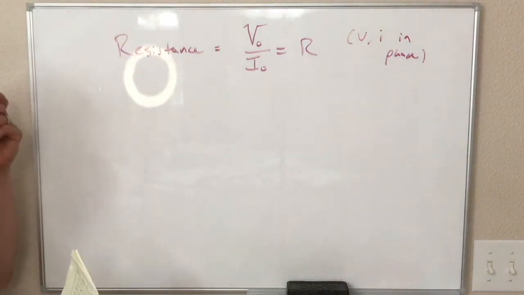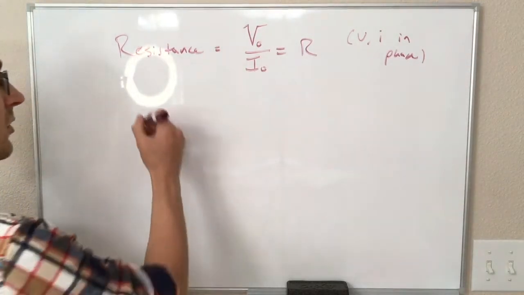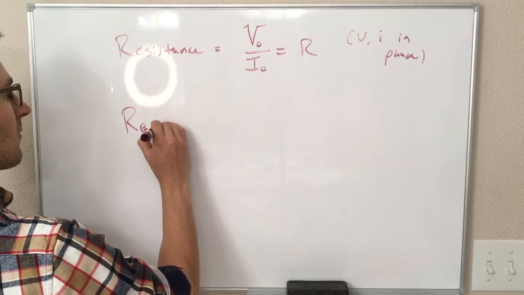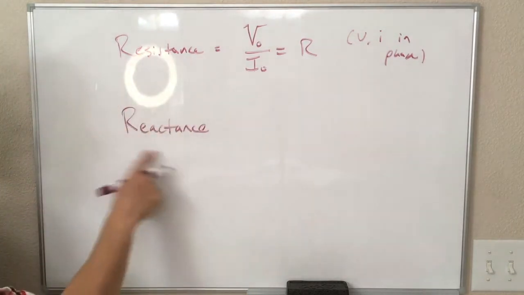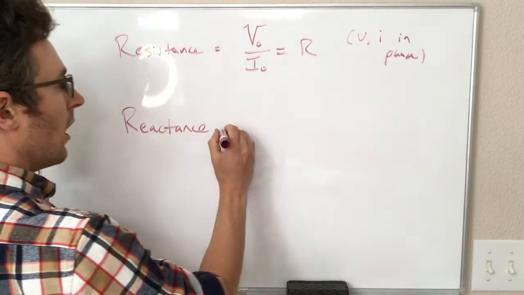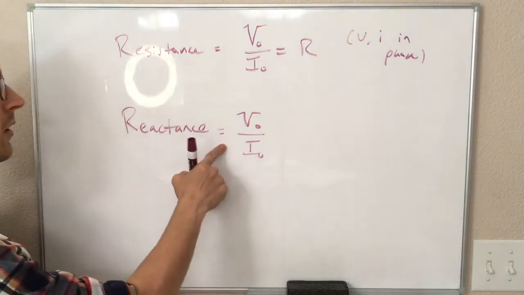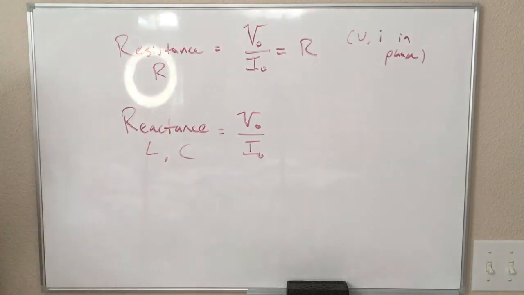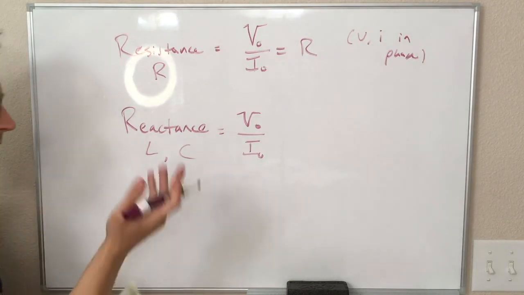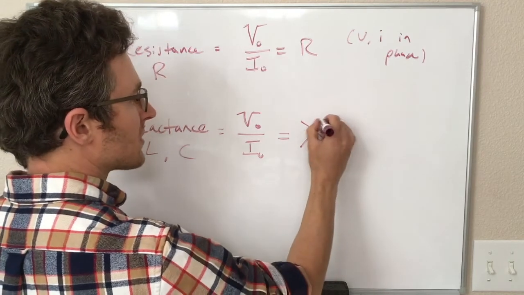So the analogous value for capacitance and inductance that we just saw also has a name. It is called reactance, kind of because it doesn't resist the flow of current, it reacts to the flow of current. This is still equal to V naught over I naught, but this is for capacitors and inductors. So resistance is for resistors, reactance is for capacitors and inductors. And so this ratio, V over I, is called X, capital X.